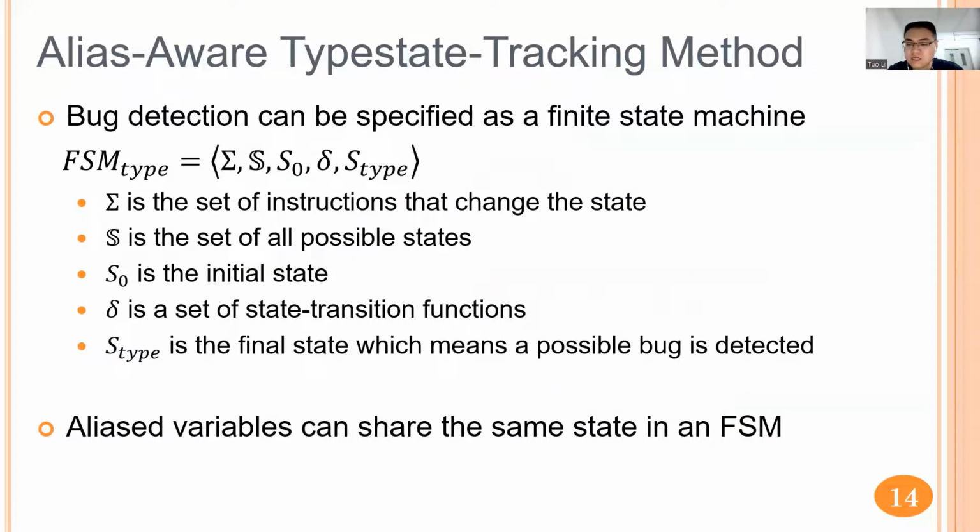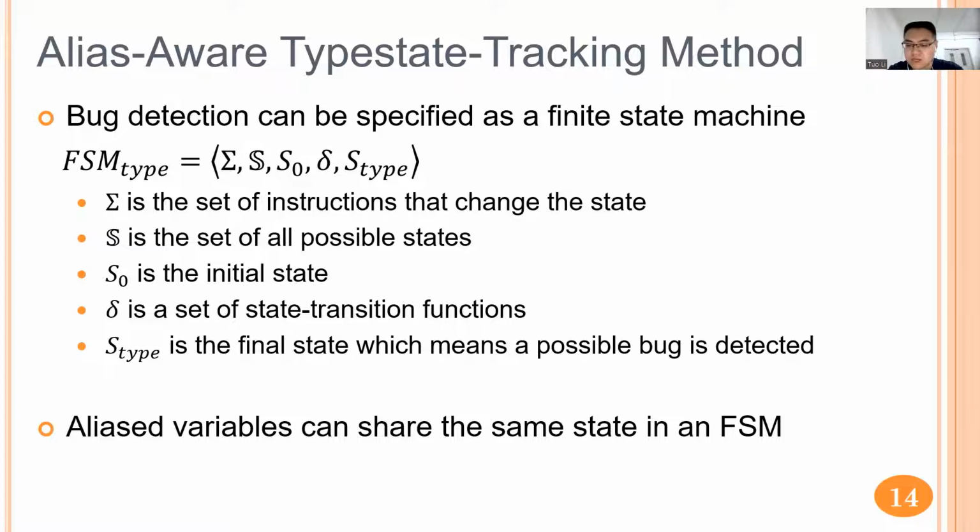Static typestate analysis defines some typestates to describe possible states that its variable can reach, and then tracks typestate transitions according to related operations to detect bugs. A typestate property can be specified as a finite state machine, namely FSM.